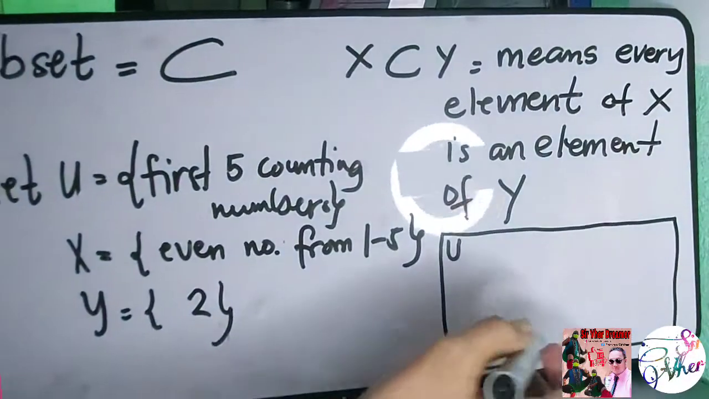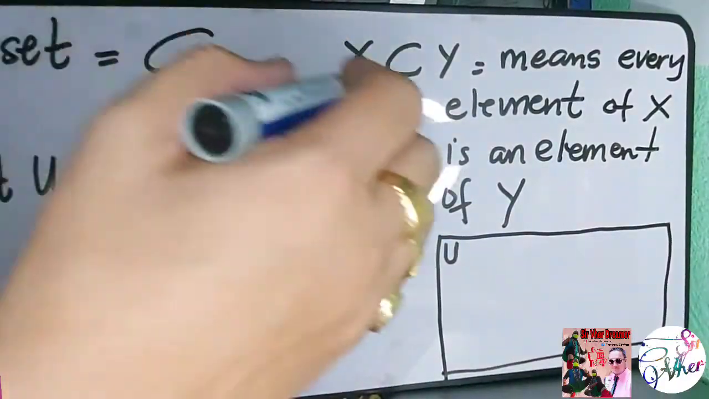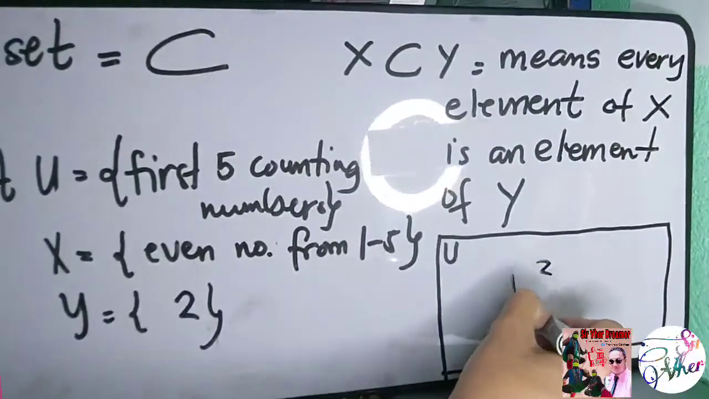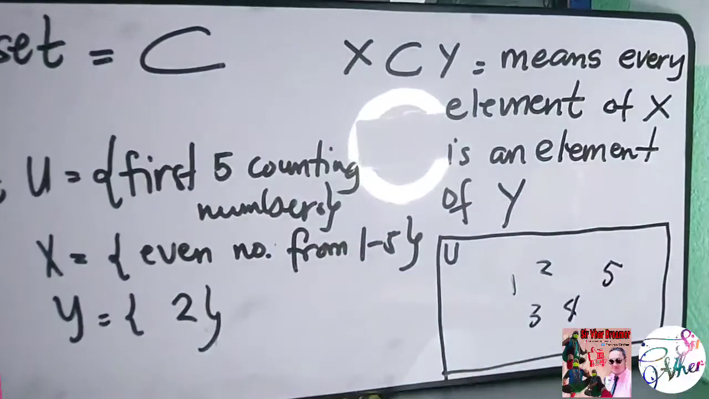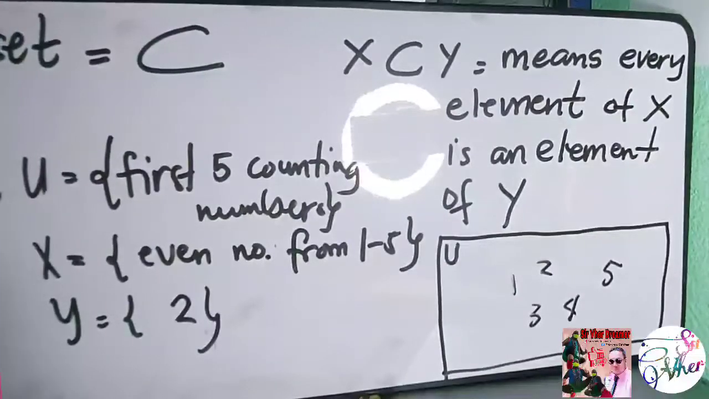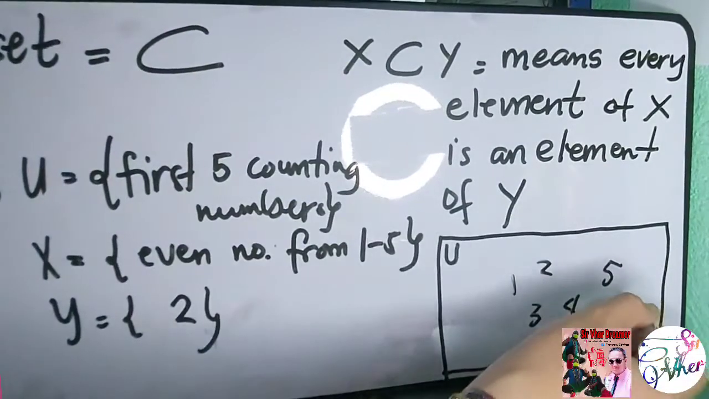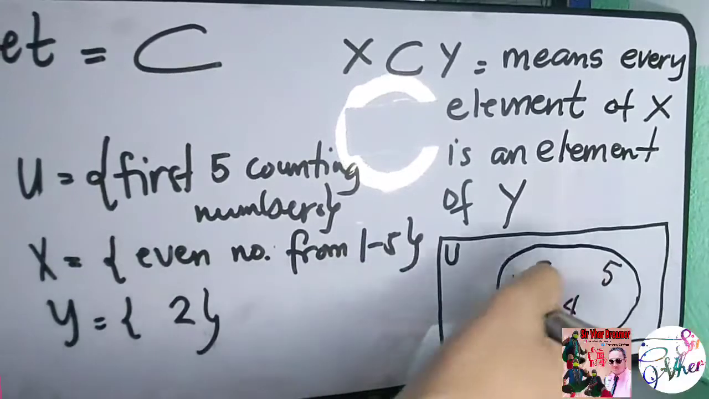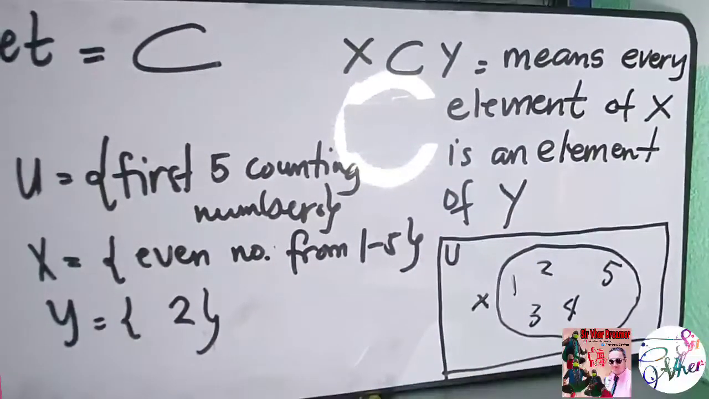So let's illustrate using the U. So that is the set of elements, the first 5 counting numbers: 1, 2, 3, 4, 5. So these are U, the elements of the universal set. And we have to get the elements of the set X. What are the elements? So let us circle these as the elements of set X. Even numbers. Is it correct?